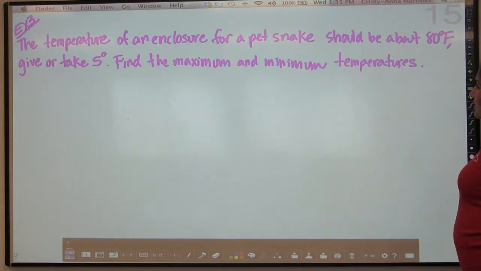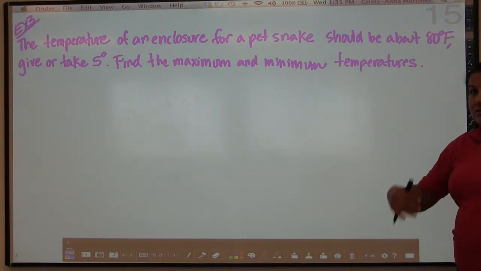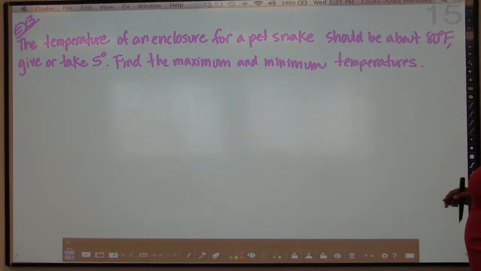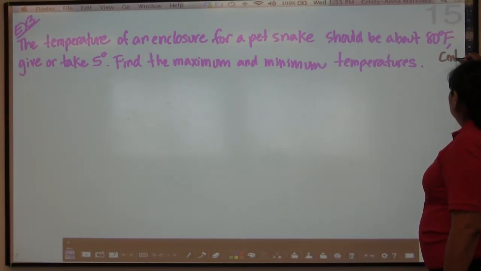So we are going to start here with an example. It says the temperature of an enclosure for a pet snake should be about 80 degrees Fahrenheit. So should be. That's the ideal. That's the goal. It should be 80 degrees Fahrenheit. So already we can say that this is our center. Okay? The 80 degrees is our center.